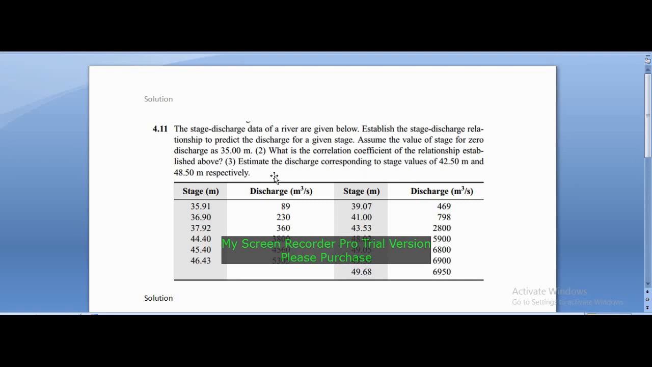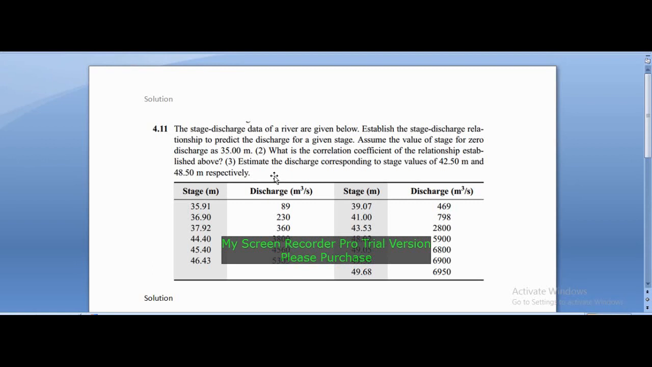The discharge rating curve by using Microsoft Excel. Taking an example from a text, the questions are: the stage-discharge data of a river are given below. Establish the stage-discharge relation to predict the discharge for a given stage, and assume the value of stage for zero discharge as 35 meter. What is the correlation coefficient of the relation established above? And estimate the discharge corresponding to the stage values of 42.5 meter and 48.5 meter respectively.